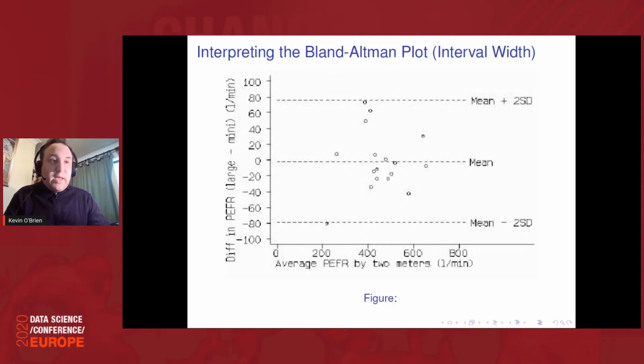In this instance, you might be looking at the distance from the top to the bottom. This is what they call the limits of agreement. It's an expression of the range of the differences. And here it's measured as mean plus or minus 2 times the standard deviation of the differences. So essentially the width there is the key thing.